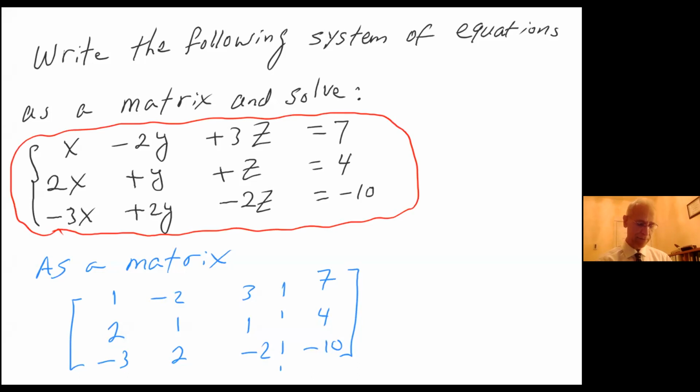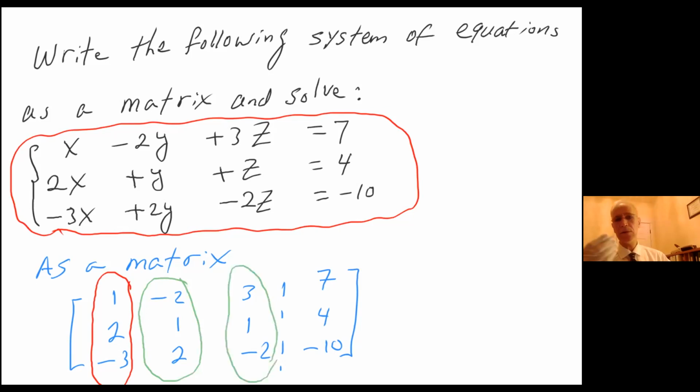So notice that the first column is the coefficients of all the x's: 1, 2, -3. The second column is the coefficients of all the y's: -2, 1, 2. The third column is 3, 1, -2, which are the coefficients of all the z's. And of course, 7, 4, and -10 are the constants for those equations.